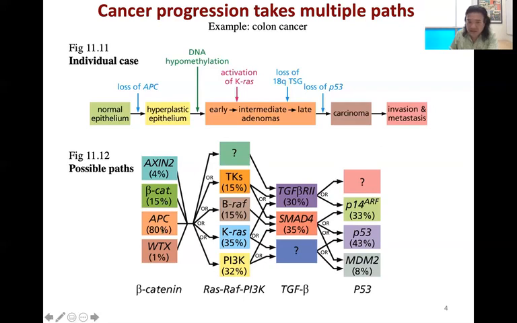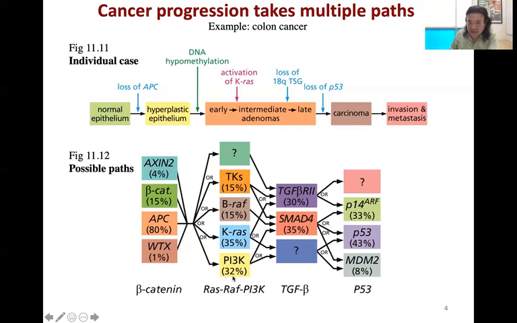So let's say that in this case, this cell took a hit in APC. The next step could be any one of these over here, something that disrupts the RAS pathway. It could be, for example, mutations that affect the expression or activity of KRAS itself. So 35% of colorectal cancer biopsies show evidence of KRAS, right?